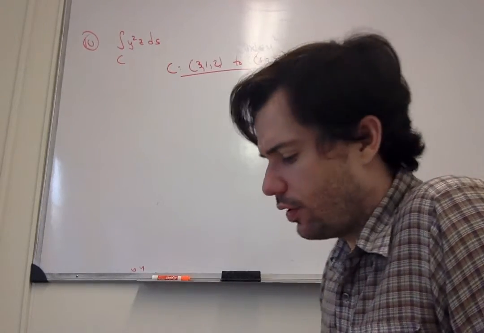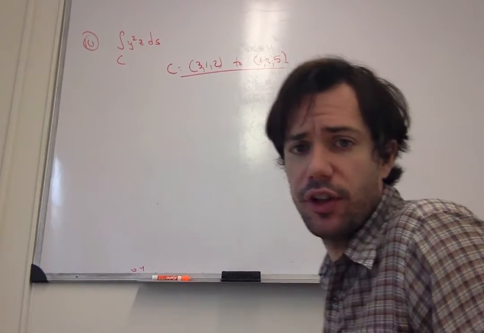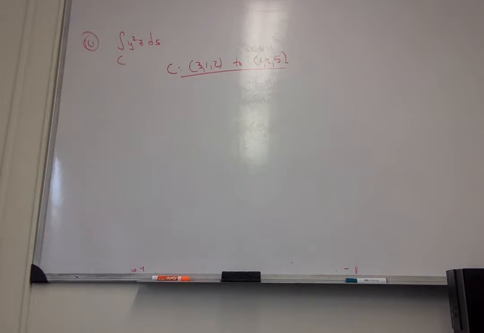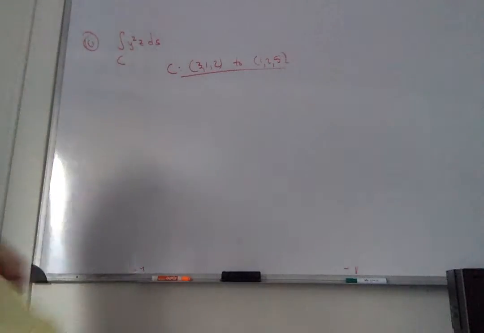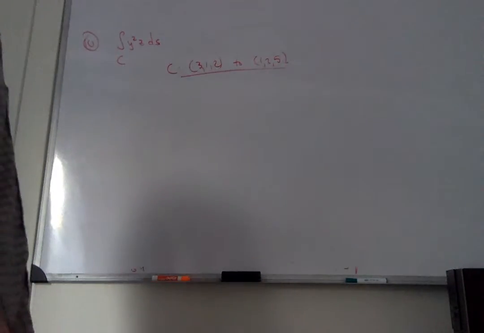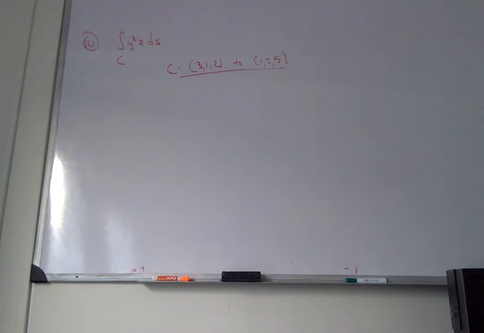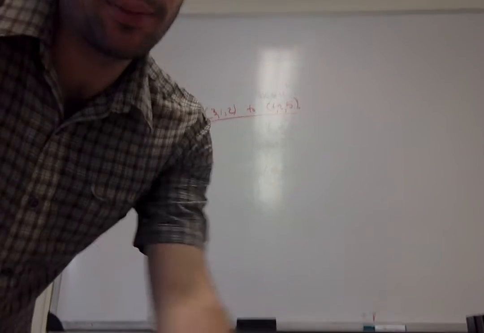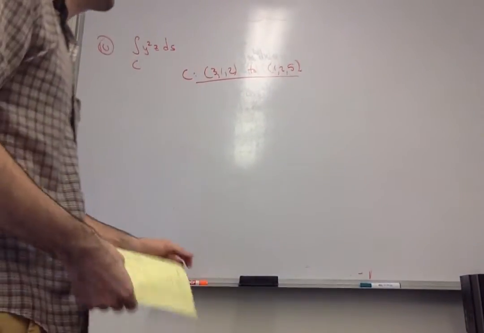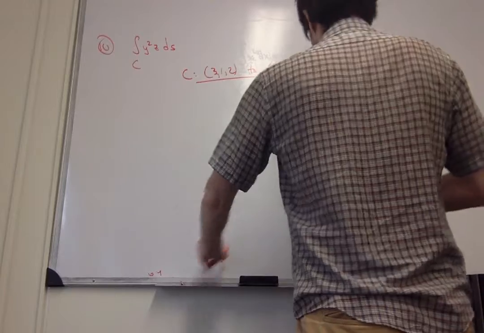Hi. So let's get right into another example. Here we're going to compute the integral that is on the board. The integral of y squared z ds over the curve C, where C goes from (3, 1, 2) to (1, 2, 5). Okay, so let's get right into it.